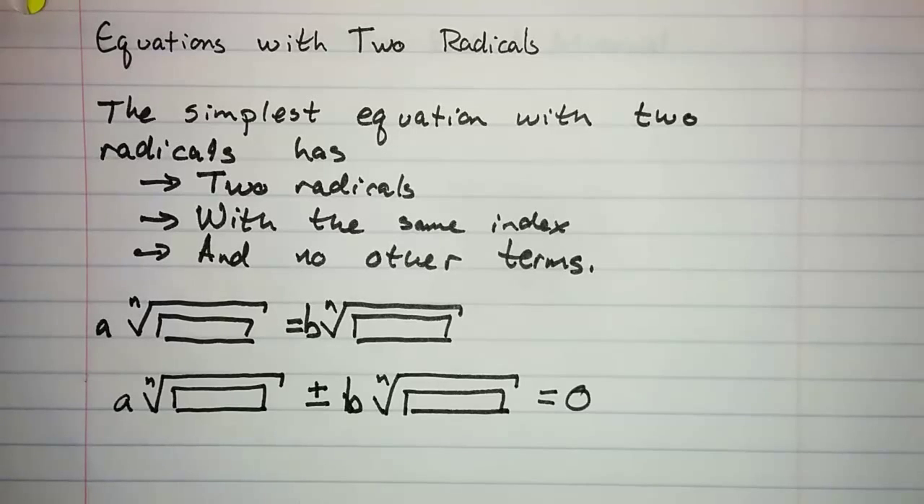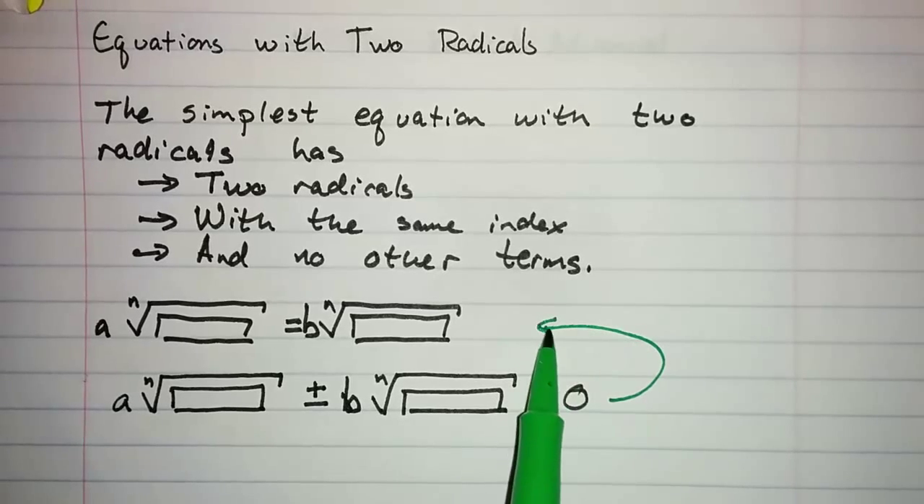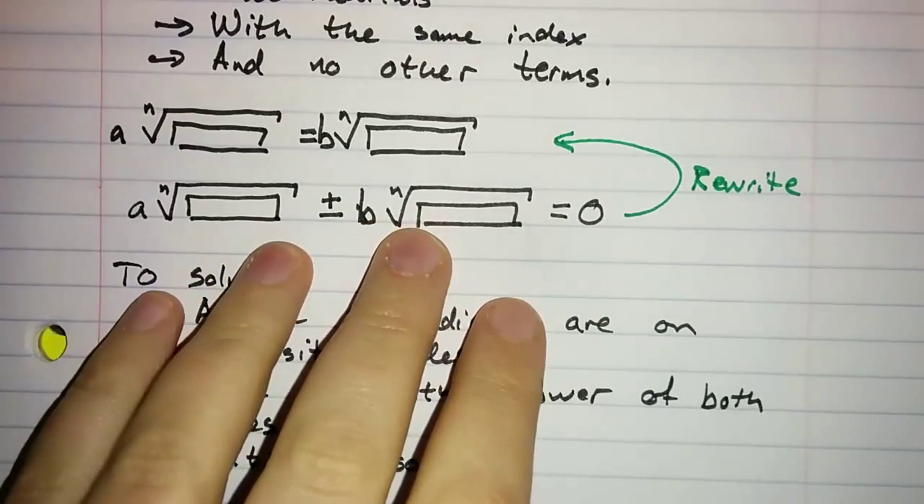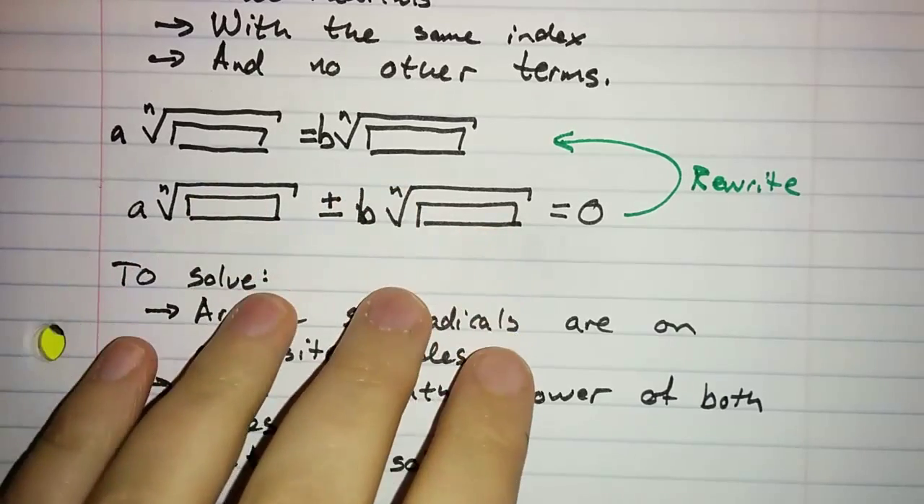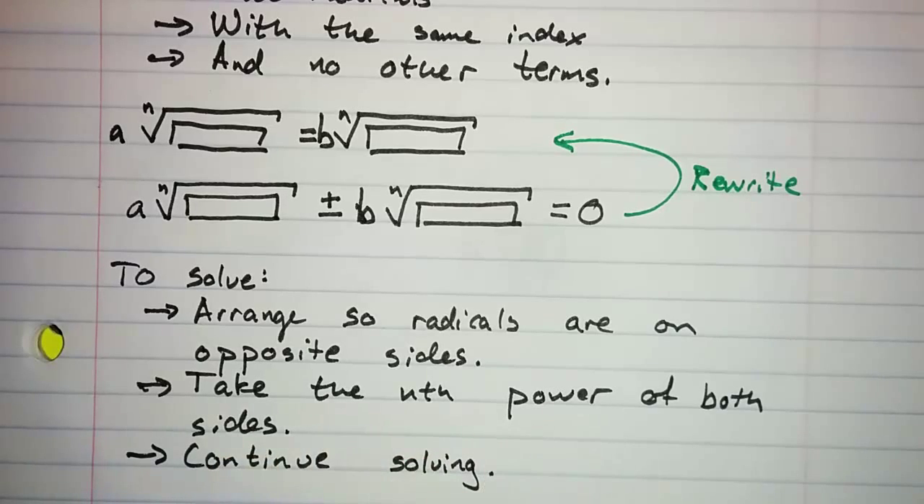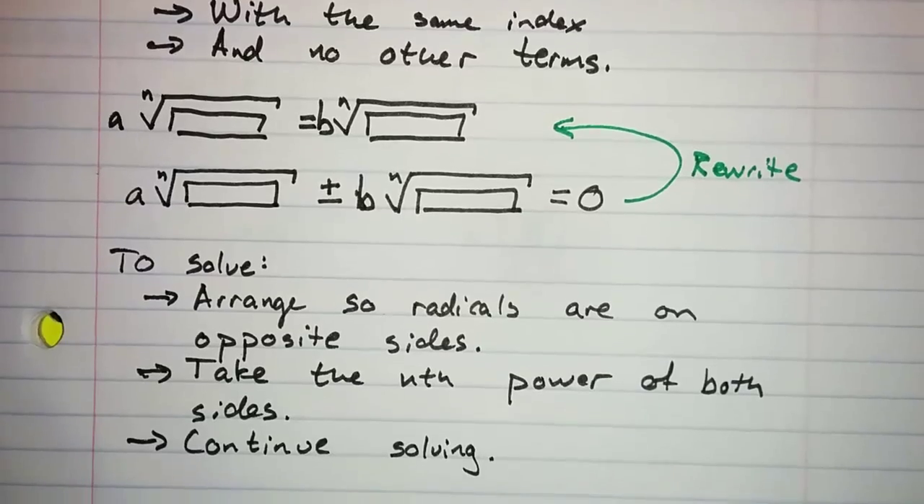Or two nth roots added or subtracted together with 0 on the other side of the equation. If we have an equation that looks like this, we'll rewrite it to look like this. In general, to solve an equation of this kind, we'll arrange it so the radicals are on opposite sides of the equation. And then we can take the nth power of both sides to get rid of both radicals at once. And finally, we can finish solving.